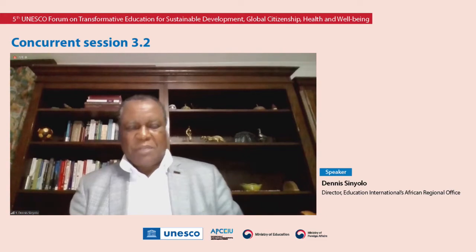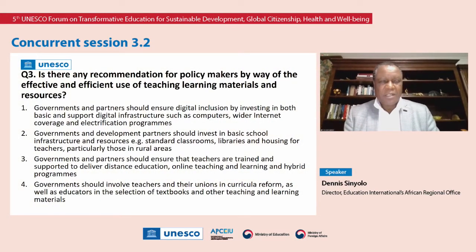Now, coming to the specific area of recommendations, as you can see on the slide, I have summarized them to 4. There are many, but these are the 4 key ones I would like to leave governments and partners with. Number 1, governments and partners should ensure digital inclusion. That's very important. We need to close the digital divide between African countries and the rest of the world. We need to invest in basic and support digital infrastructure, such as computers, wider internet coverage, and electrification programs, because the support infrastructure is also a challenge in many African countries.